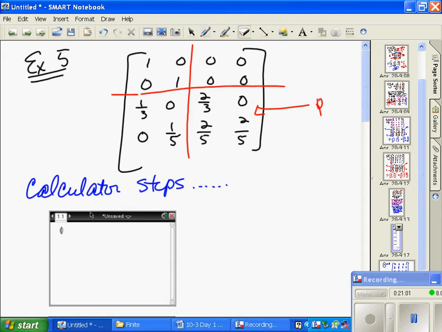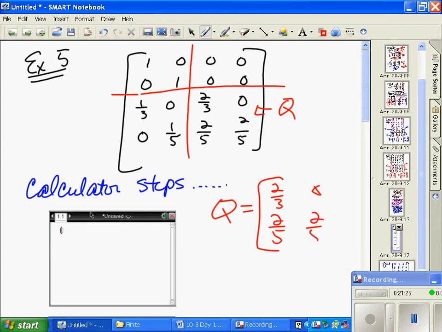So if you want, out to the side, you can put Q is equal to, and then your 2/3, 0, 2/5, 2/5. That's a 0 right there. I don't know why this pen is not working really well. There we go. So that's our matrix Q.